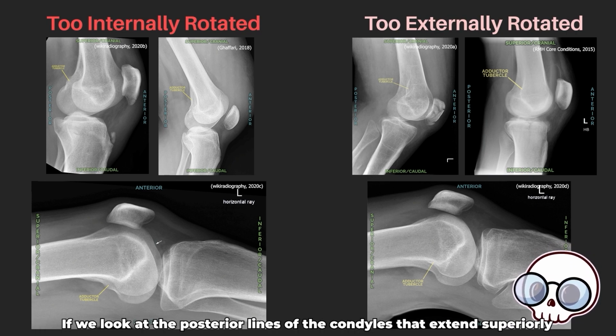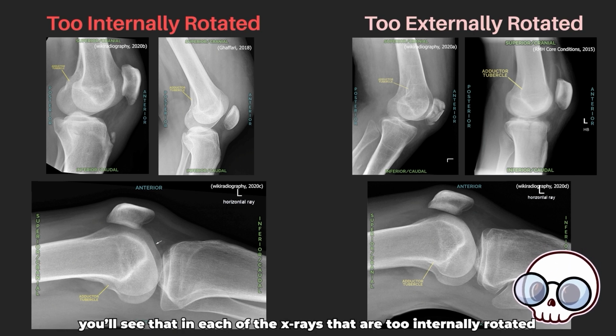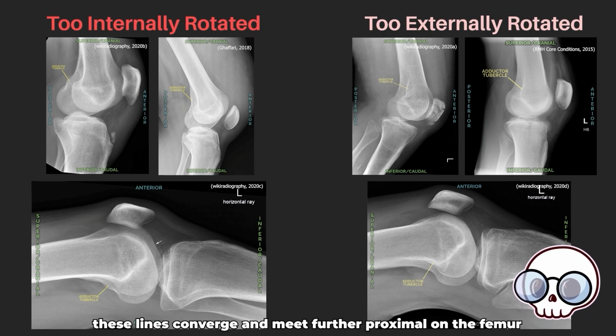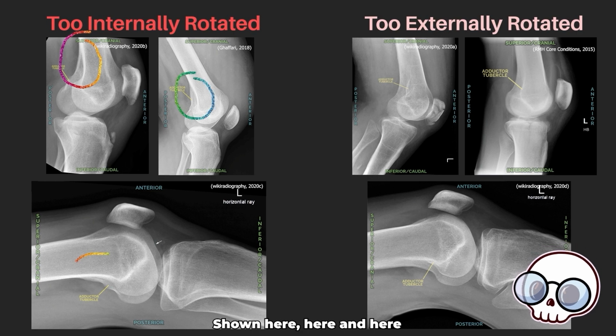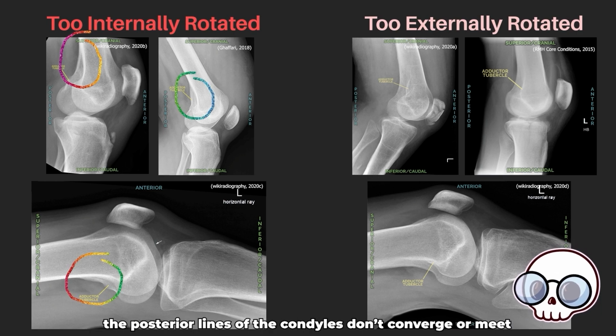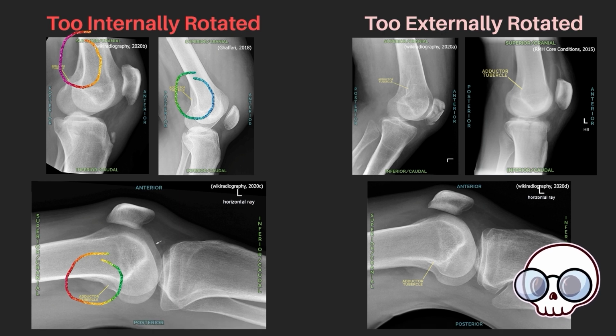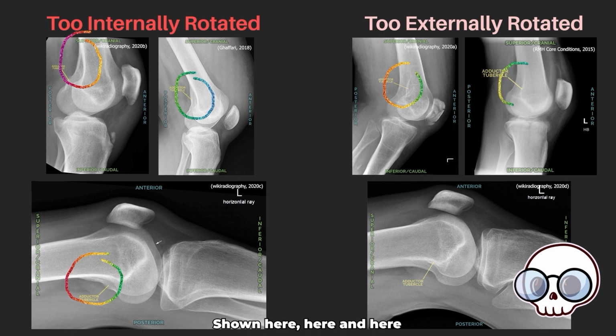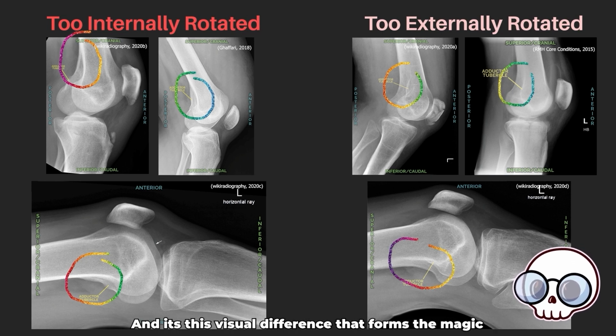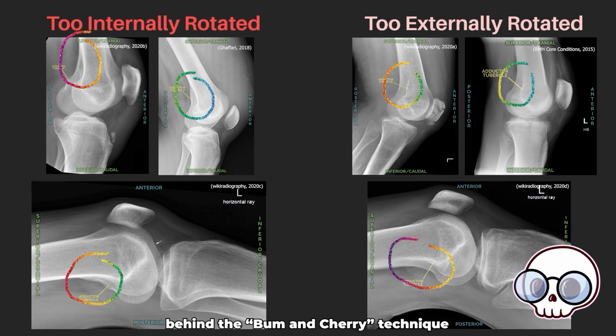If we look at the posterior lines of the condyles that extend superiorly, you'll see that in each of the x-rays that are too internally rotated, these lines converge and meet further proximal on the femur, shown here, here, and here. Whereas in the x-rays that are too externally rotated, the posterior lines of the condyles don't converge or meet as we move more proximal along the femur, shown here, here, and here. And it's this visual difference that forms the magic behind the Bum&Cherry technique.